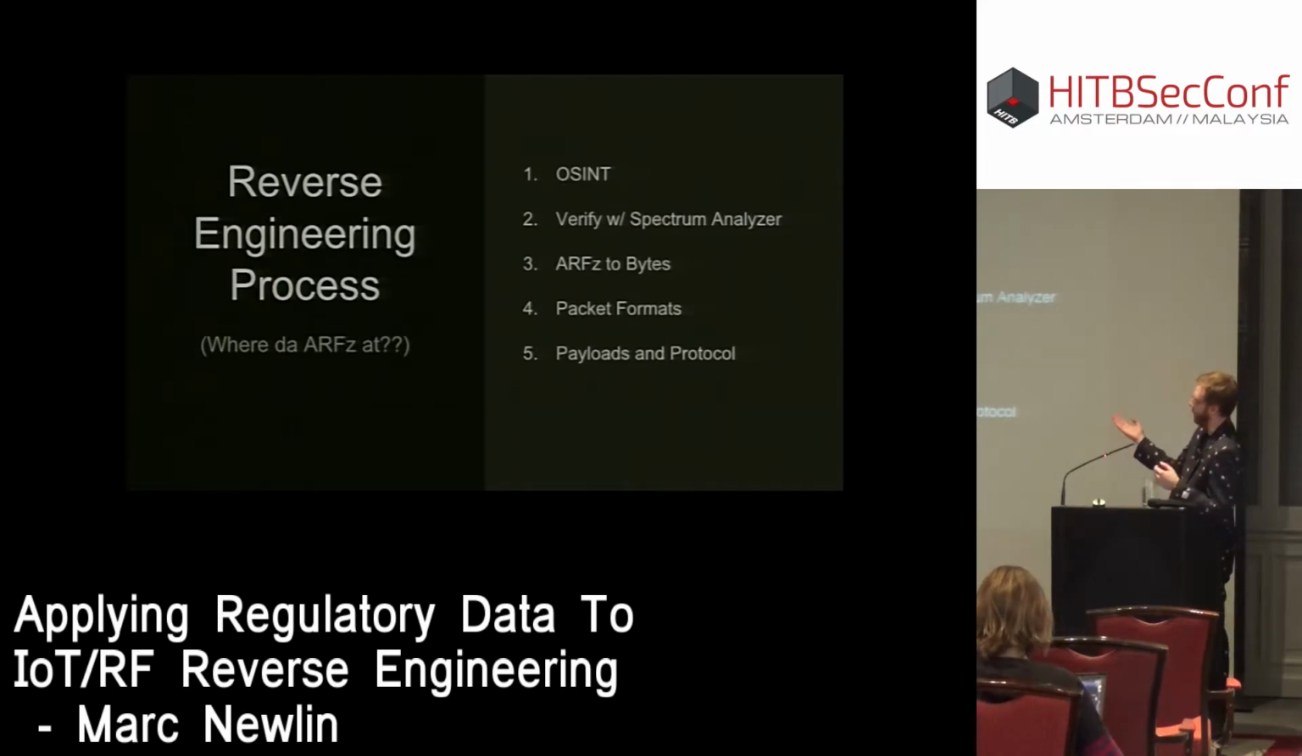Then ARFs to bytes. I want to point out ARF is what we internally call radio waves, or it's kind of a universal word. But in this context, ARFs to bytes means taking the radio waves emitted by this device, in this case, mouse click or movement data, and turning it into bytes on disk that we can then parse and operate on. Once we have those bytes on disk, we then need to figure out what the format is of the packets that were sent over the air. And then we need to figure out what payloads are in those packets and what is the protocol and behavior of the device.